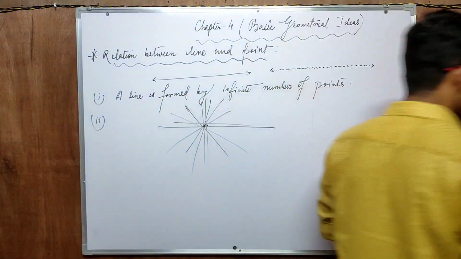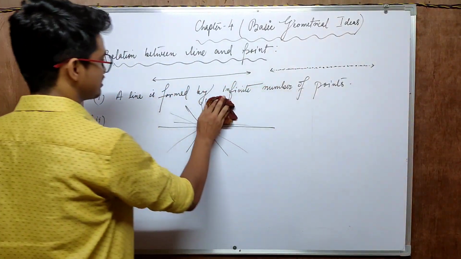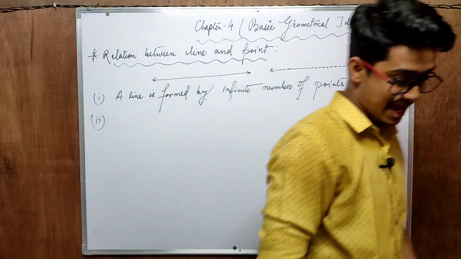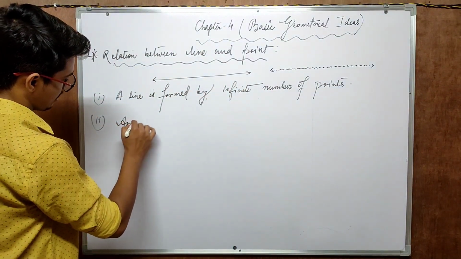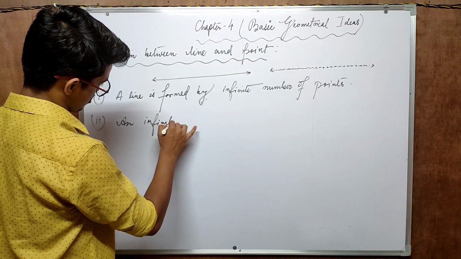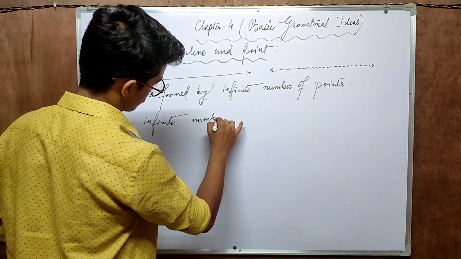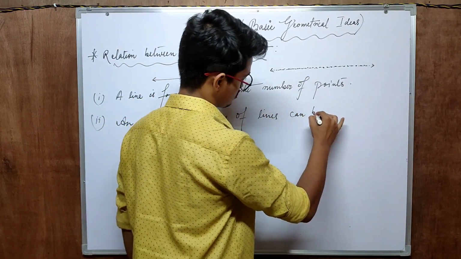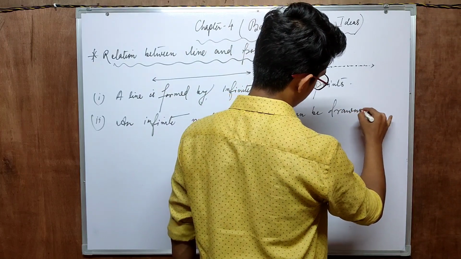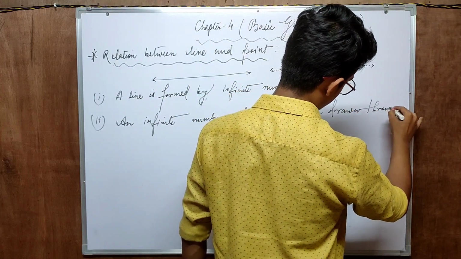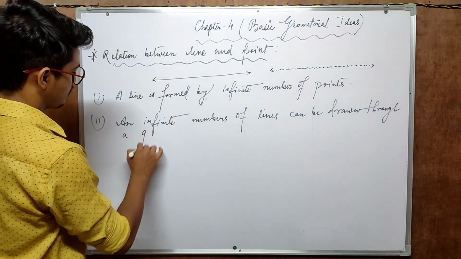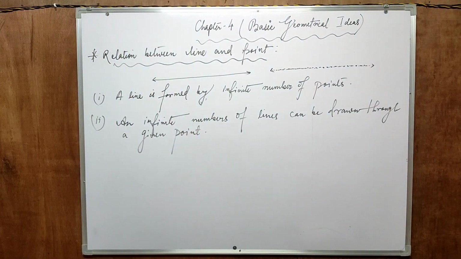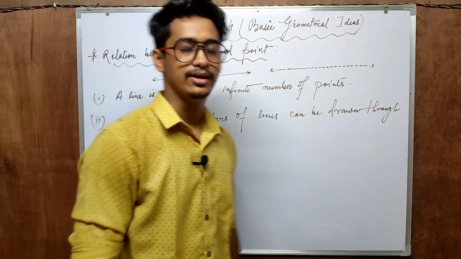So that's why I have to write this relation as: an infinite number of lines can be drawn through a given point, right? An infinite number of lines can be drawn through a given point.